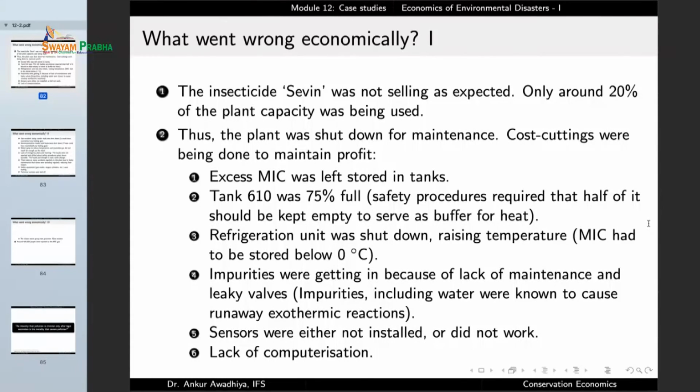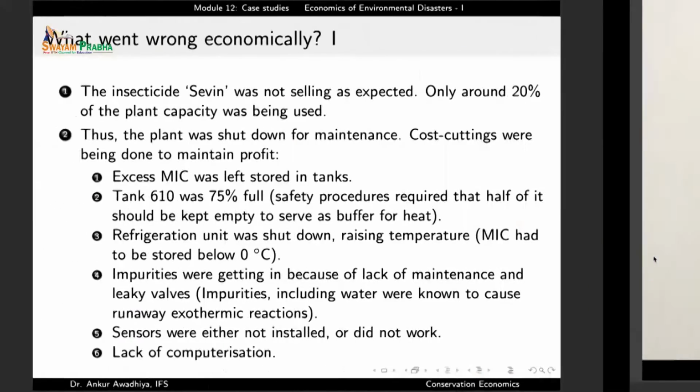But when it was being stored, the refrigeration unit was also shut down, which raised the temperature. Now, the gas had to be stored at a low temperature, and what we are observing here is that the refrigeration unit was shut down. Why was it shut down? Well, to save electricity. It's all profits. So to maximize profit, the refrigeration unit was shut down.